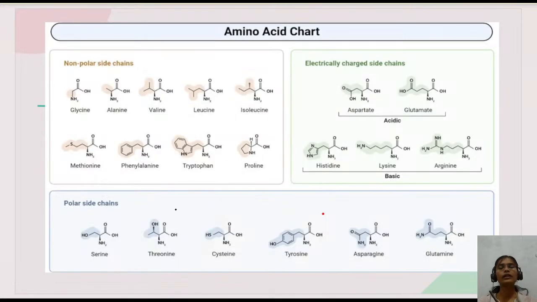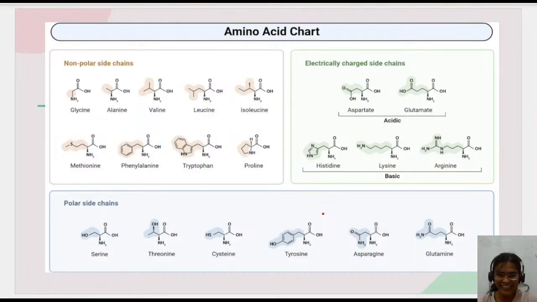Okay, this is the complete chart of all the amino acids. So this is all for the classification of amino acids. It's important. Hardly one question is asked from this amino acid chart, but still it's an important chapter.